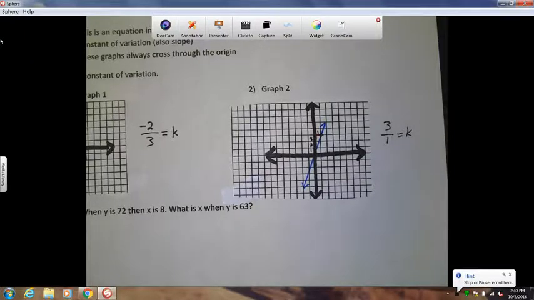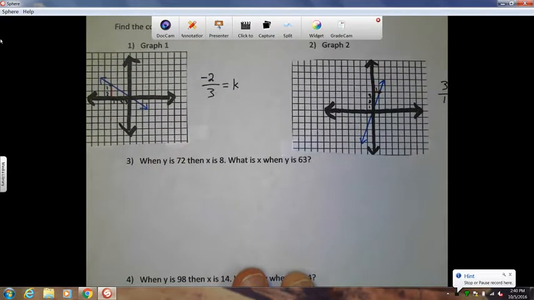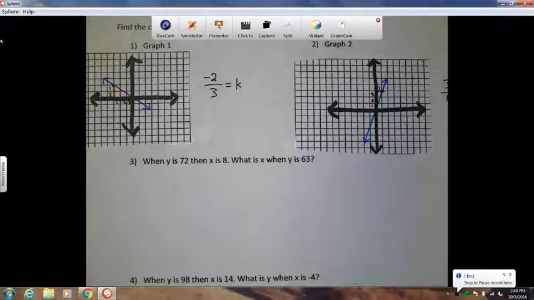Let's look at some word problems with this. When y is 72, x is 8. Then what is x when y is 63? It's pretty simple to solve this if you will just write your 2 equations. Work it the way I show you. Don't try to do any shortcuts.